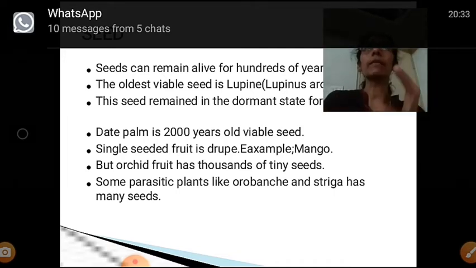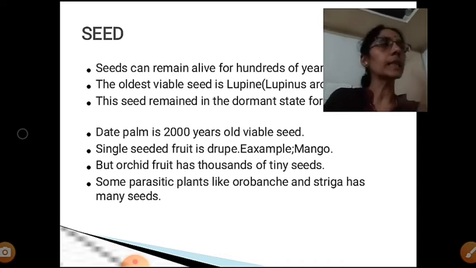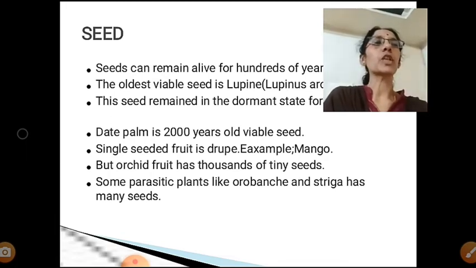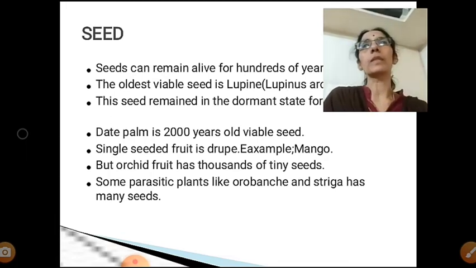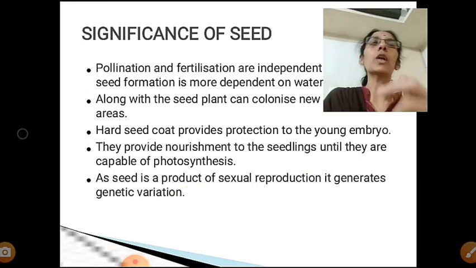Some fruits have only one seed. An example is mango. A single seeded fruit is called a drupe. Whereas there are plants which consist of many seeds. One is papaya, another is the orchid plant. The parasitic plants Orobanche and Striga also have many seeds.